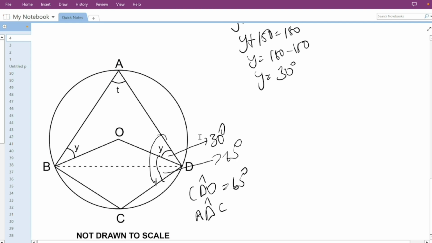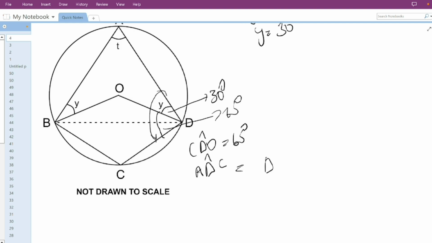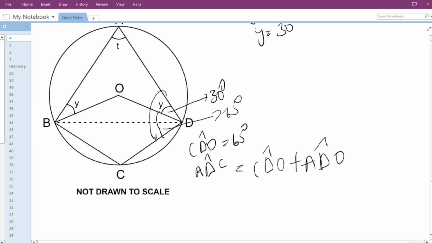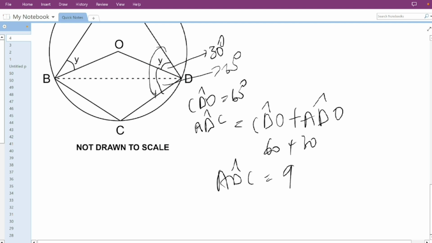So the total angle will be angle CDO plus angle ADO. That's the addition of the 2 angles. That's 60 plus 30. Angle ADC is therefore 90 degrees, which is our final answer.